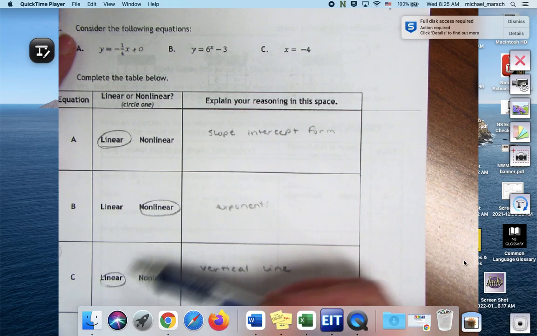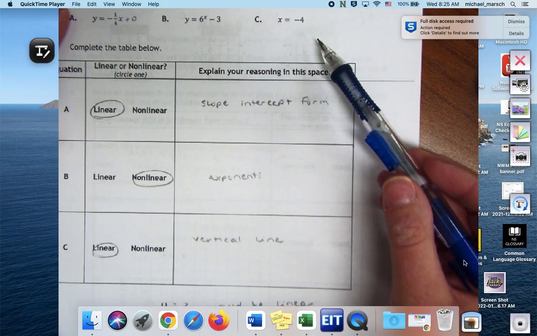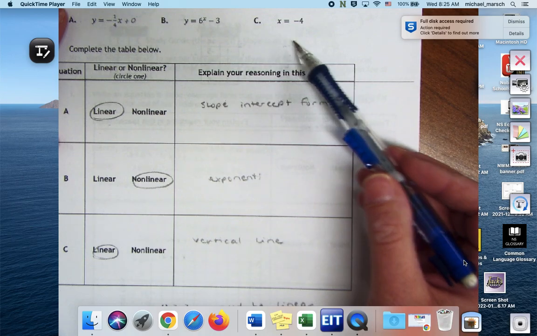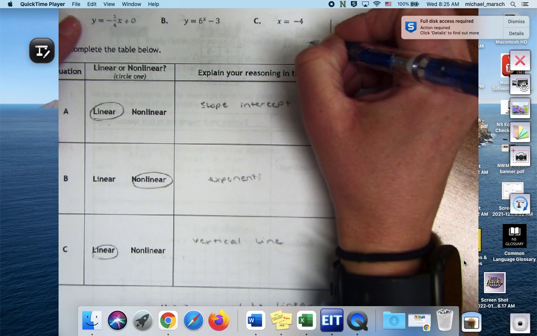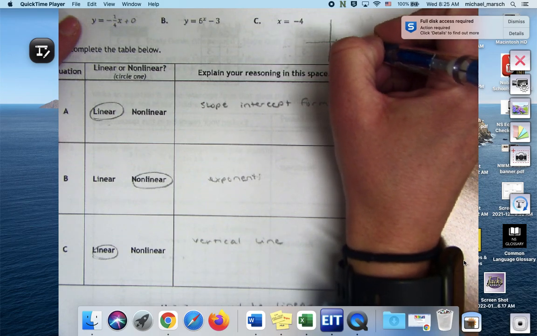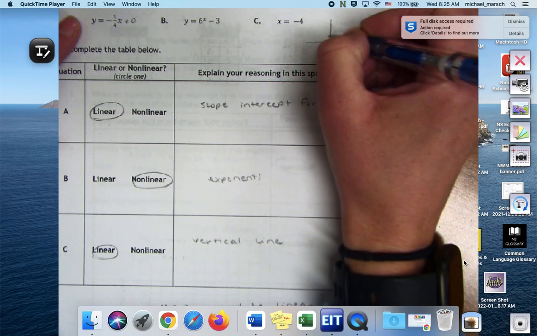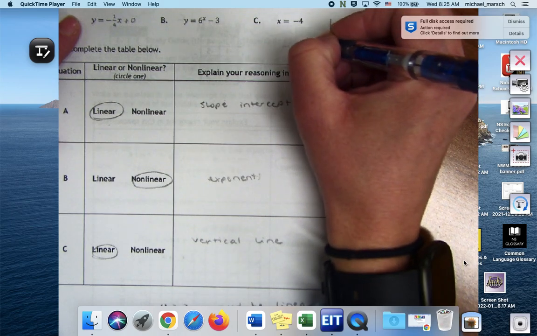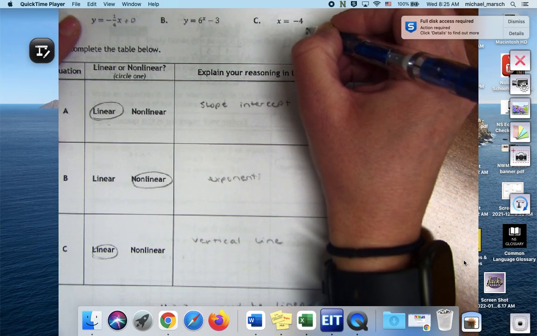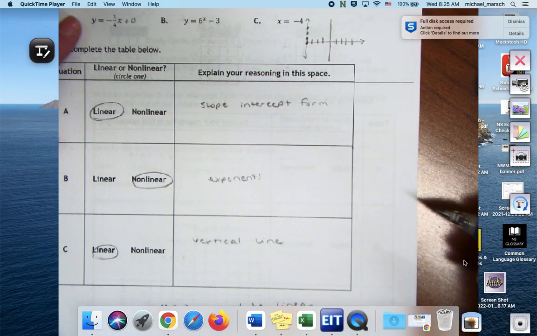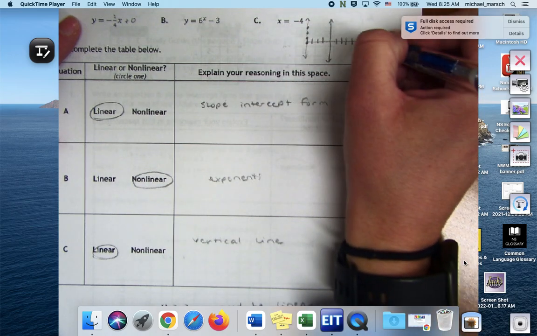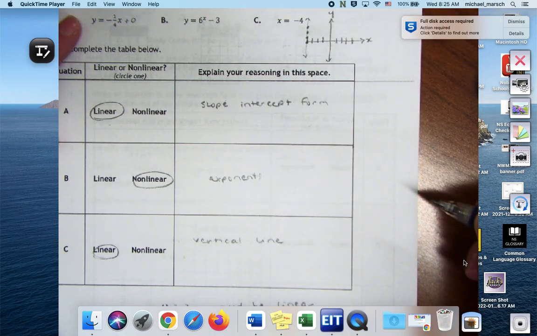And C is linear because this would be considered a vertical line, right? Because all of my x values are -4. So what that would look like if I was graphing that, 1, 2, 3, 4, and then -4, 1, 2, 3, 4, that means that all of my x values are at -4, which of course would make a vertical line, right? This was my x-axis and my y-axis.